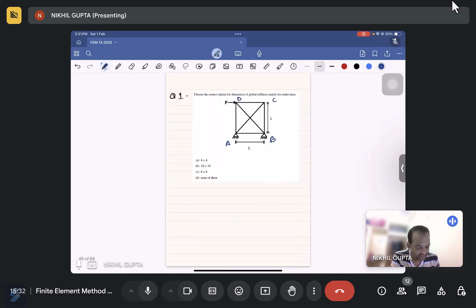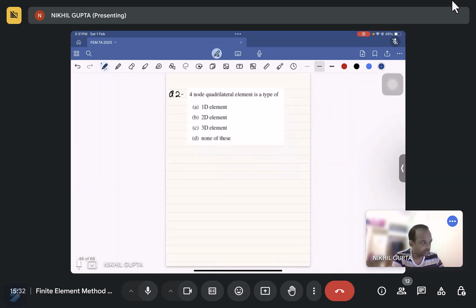Since this is a 2D structure, we know this is X and this is Y. Each of A, B, C, D will have 2 degrees of freedom, one in X direction, one in Y direction. So 2 for this, 2 for this, 2 for this, 2 for this. What you get: 2, 2 is 4, 2 is 6, 2 is 8. So directly you can say the solution will be 8 by 8. Now let me go to question number 2 and try to get the answer.